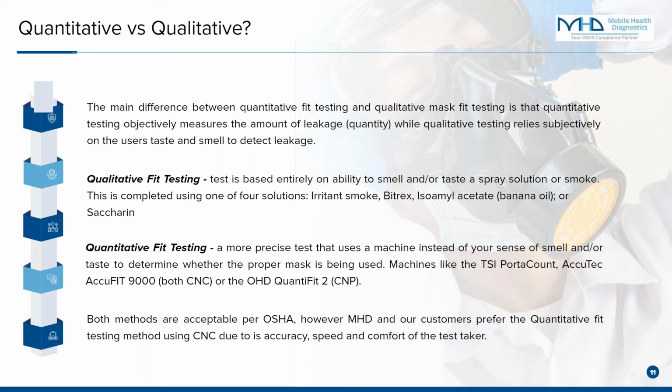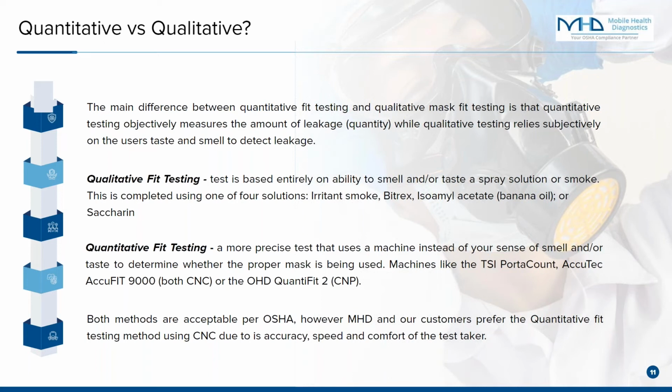Bitrex, isoamyl acetate, banana oil may be able to be used; I would have to get clarity on that. But Bitrex and saccharin really can only be used on a half face respirator or an N95 or P100 type of respirator. So keep that in mind.